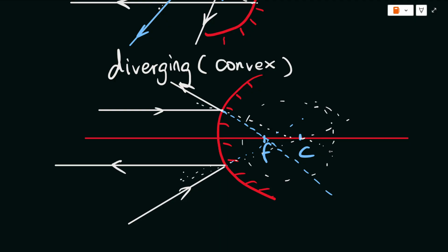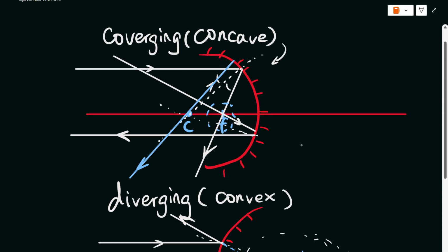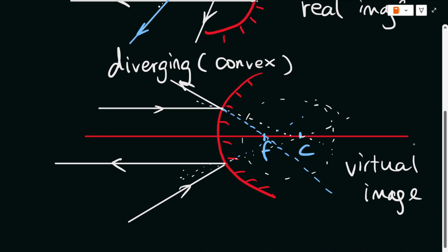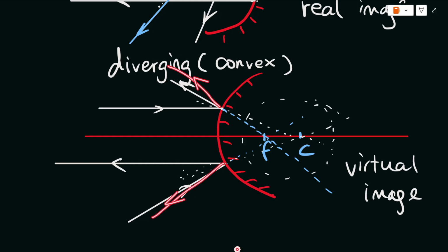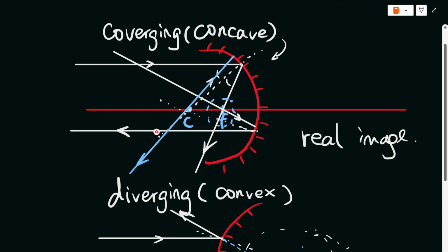Therefore, the image formed by a diverging mirror is called a virtual image, while an image formed by a converging mirror is called a real image. And we can physically see that the light rays for a diverging mirror are actually diverging, as the name suggests, and the light rays of a converging mirror are actually converging.